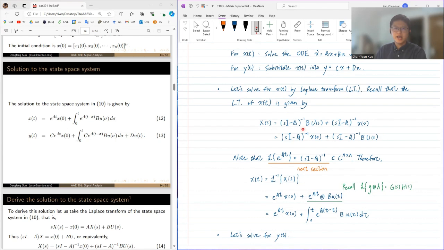Then we see that x of t, which is the inverse Laplace transform of X of s, is given by the product of the matrix exponential e to the A times t and x of 0, plus the convolution between the matrix exponential e to the A times t and B times u of t. Don't worry if you don't know what matrix exponential is at this point, because we will delve into it soon.